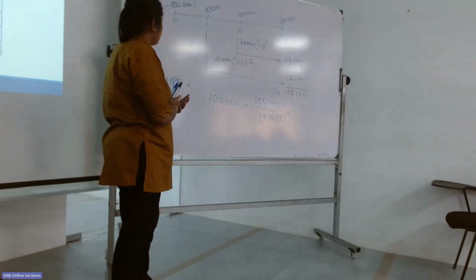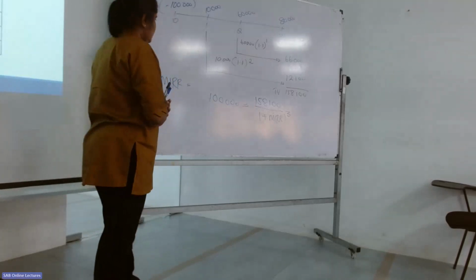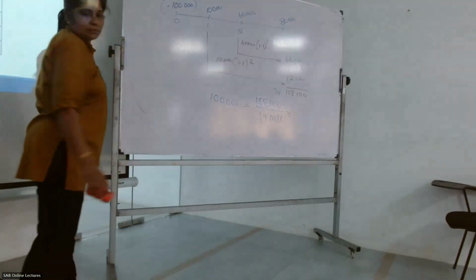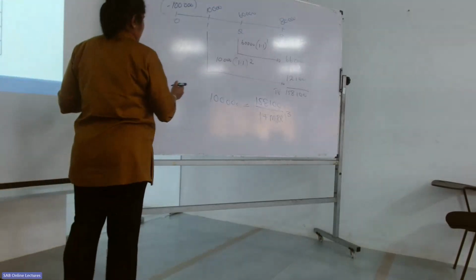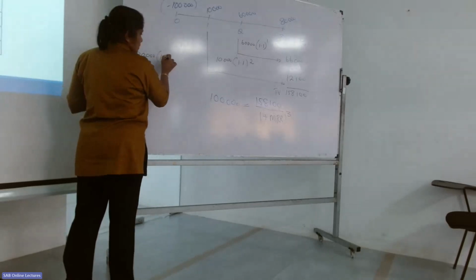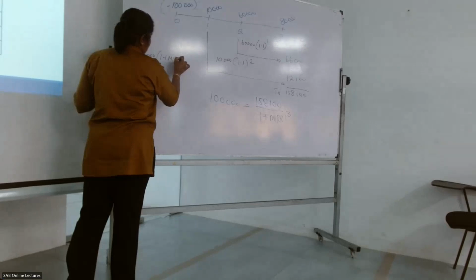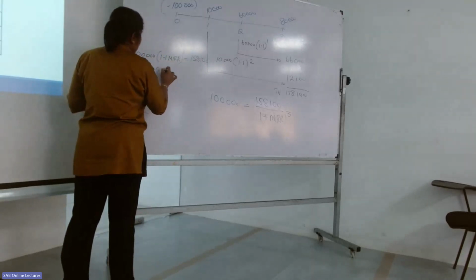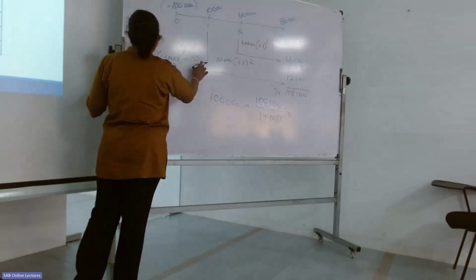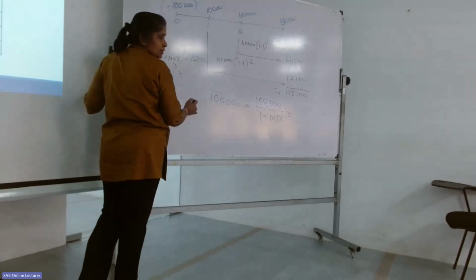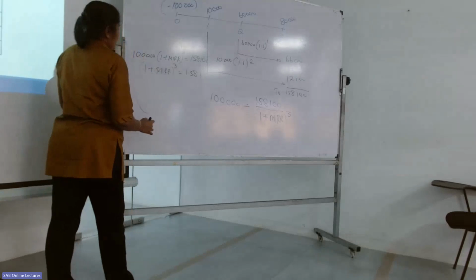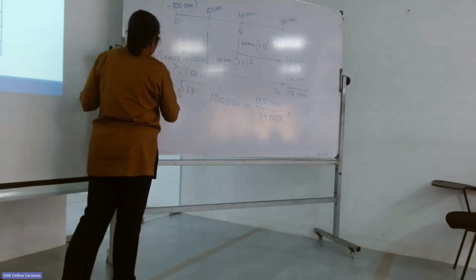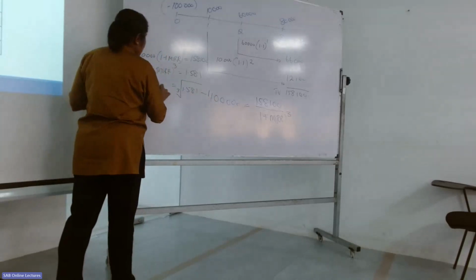With cross multiplication, then I think we need to take the cube root. So 100,000 into (1 plus MIRR) to the power 3 is equal to 158,100. So (1 plus MIRR) to the power 3 equals 158,100 divided by 100,000, which comes to 1.581. Then we take the cube root of 1.581 to find the MIRR.